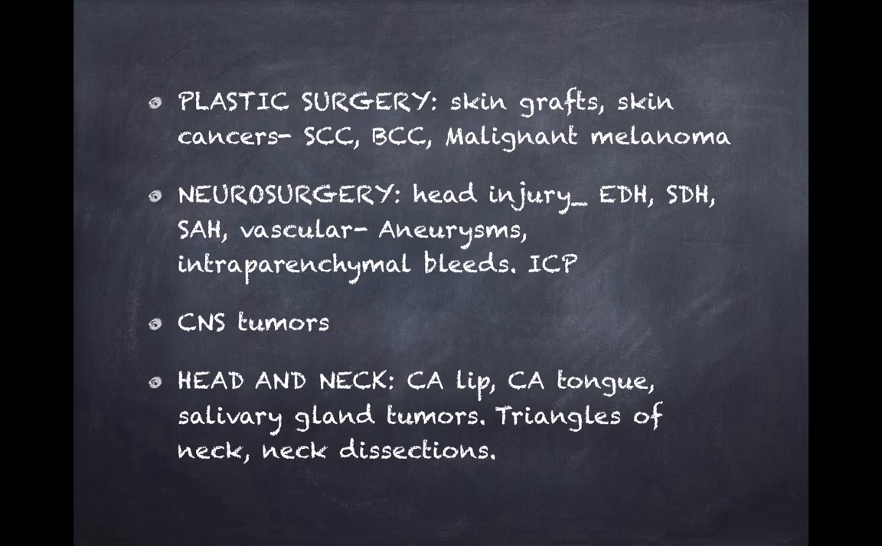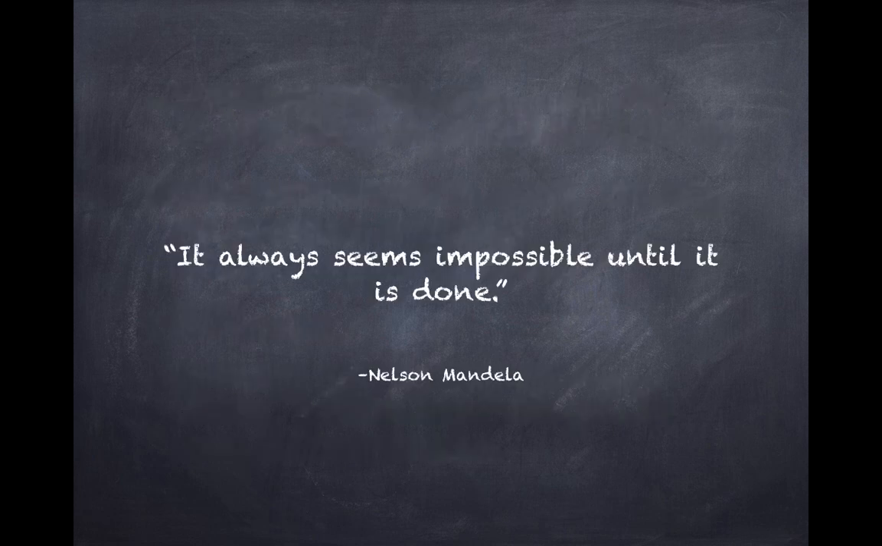And then the triangles of the neck and neck dissections are pretty important. So make good anatomy notes for this, revise your anatomy, and you need to know about the different types of neck dissections in detail. So that's the compilation of all the high yield topics in general surgery.